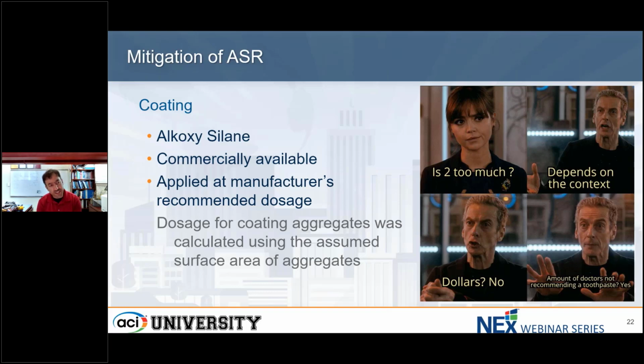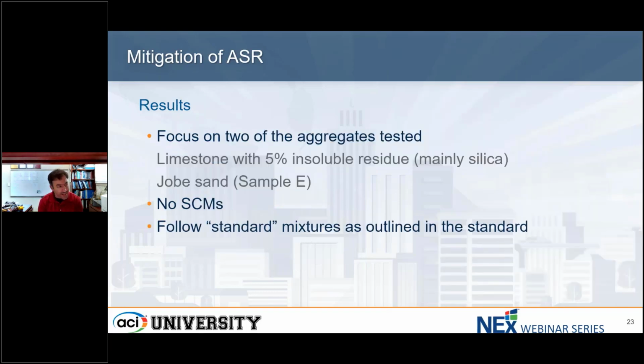So that's kind of what we were doing. And we did a lot of testing. We had numerous known reactive aggregate sources that we tested, but for the sake of this presentation, we're going to focus on comparing essentially a limestone to one of the most notorious, I guess you could say, reactive sands, the Job sand from Texas, which has decades of test data associated with it.